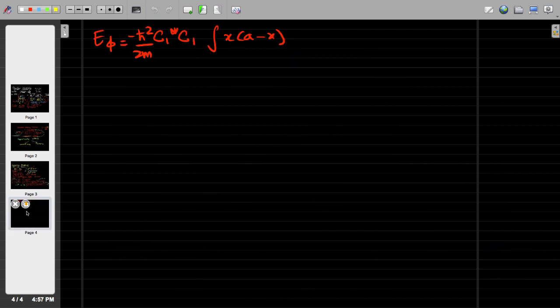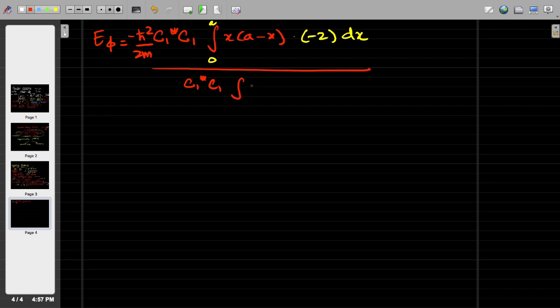So what ends up happening? You get a product with a minus 2 and an integration dx. Of course you got to go between 0 and a. The whole divided by C1 star C1 integral x square a minus x square dx between 0 and a. Good. So let me take this outside. The 2 gets cancelled by itself.